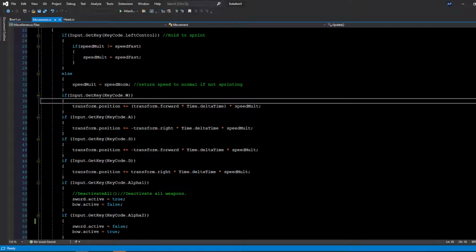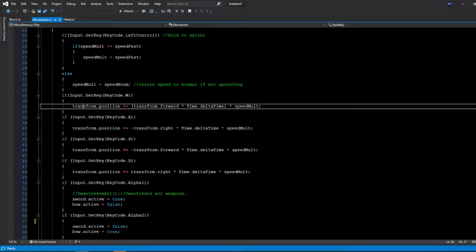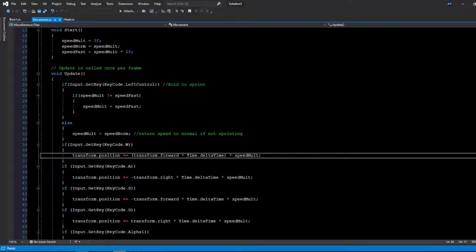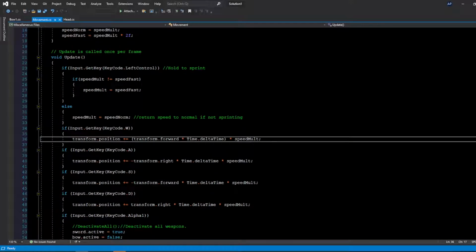So that's why here for W, we just do transform.position plus equals transform.forward. So forward being whichever way the body is facing. This really won't change because we're not rotating the body, so it's pretty much always going to be up times Time.deltaTime times our speed multiplier, which is 3 or 6.